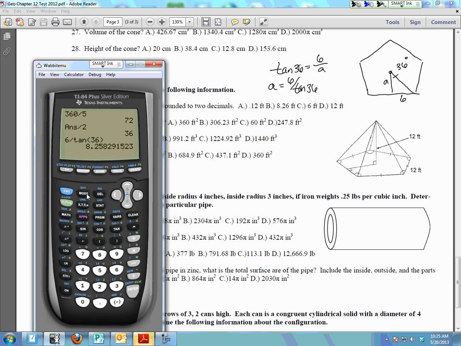Just make sure I'm in the right mode. Yep. So my apothem ends up being 8.26 feet. And that's option B.